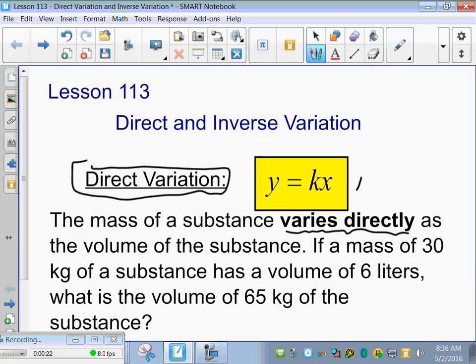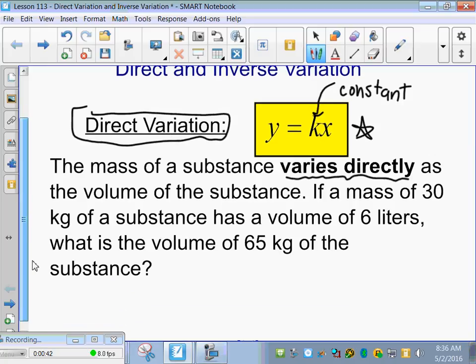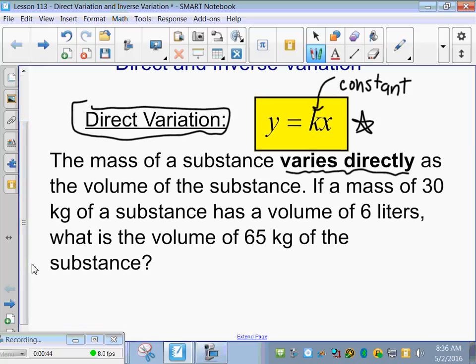to use this formula, y equals k times x, okay? Where k is a constant that we're going to find. Okay, direct variation is constant growth. So for example, the mass of a substance varies directly as the volume of a substance.